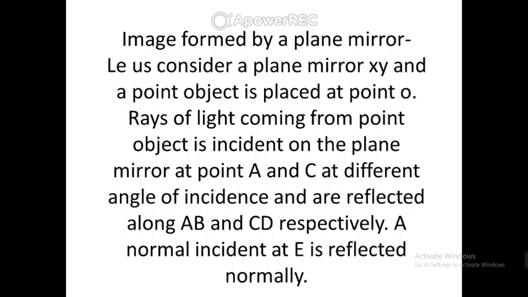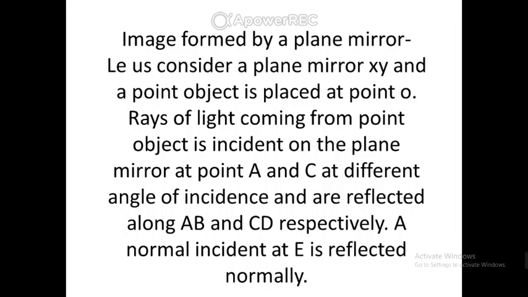Consider a plane mirror XY and the point object is placed at point O. Rays of light coming from the point object are incident on the plane mirror at points A and C at different angles of incidence and are reflected along AB and CD respectively.